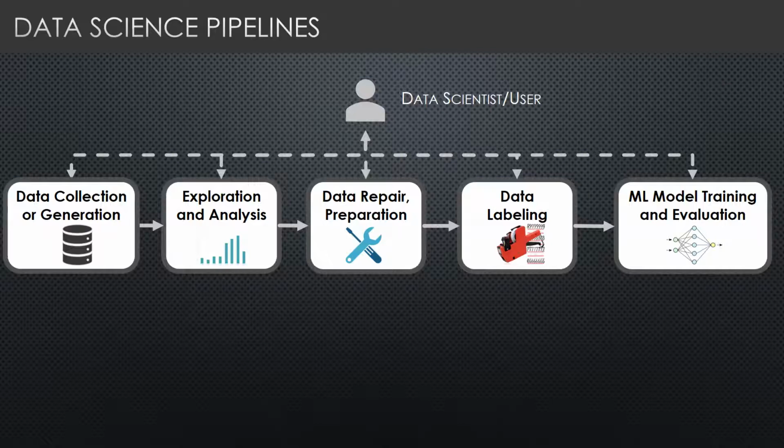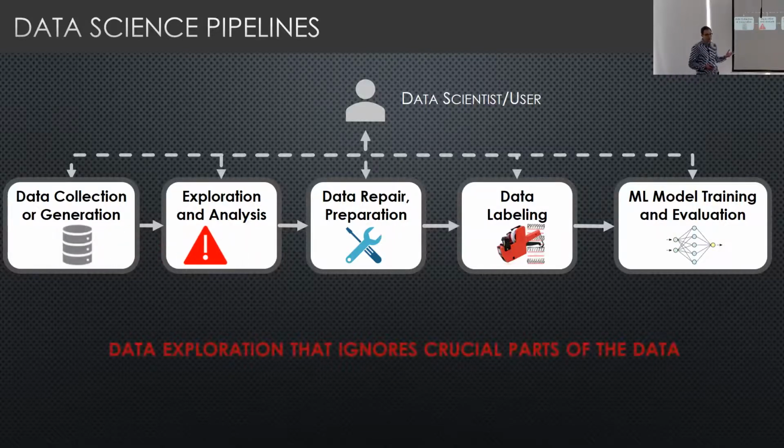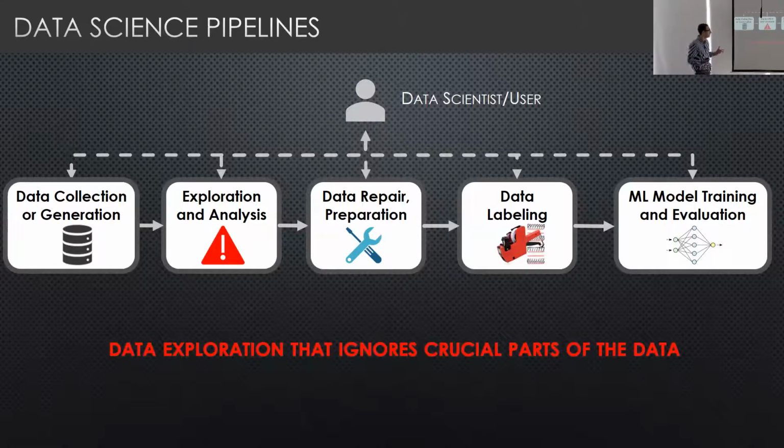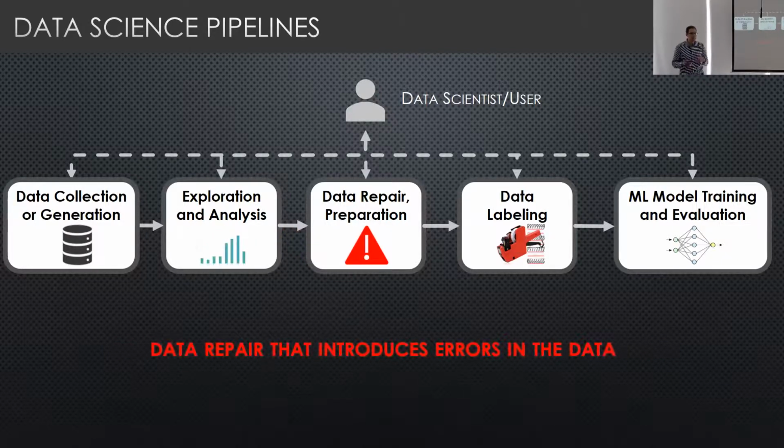Now, today, many data scientists perform this process without being able to understand its intermediate results. And errors can occur in any of these systems. For example, the initial data can be limited, erroneous, or biased. Another example is when the data exploration step accidentally ignores crucial parts of the data that make it unsuitable for the task. And another example is where the data repair process that is supposed to improve the quality of the data accidentally introduces errors into it.